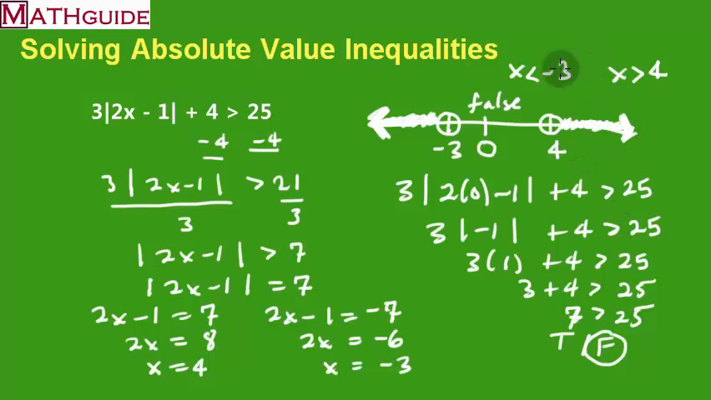So there you go. And of course, when you shade on the outside, you put or, because you really can't satisfy both requirements at the same time. It's either numbers are less than -3 or the numbers are greater than 4. Alright, so that is our final answer right here.